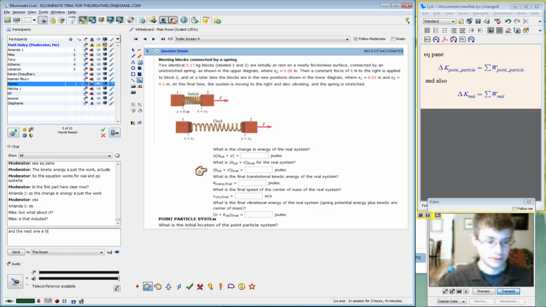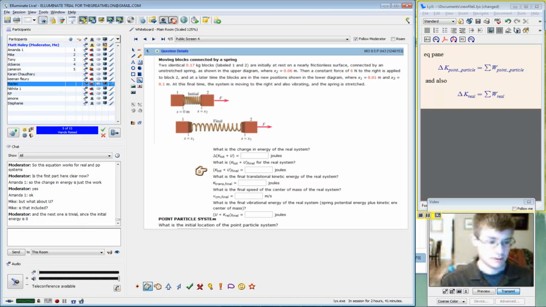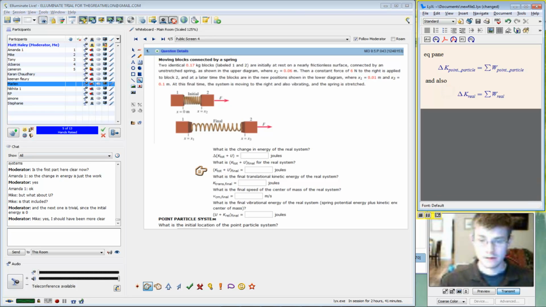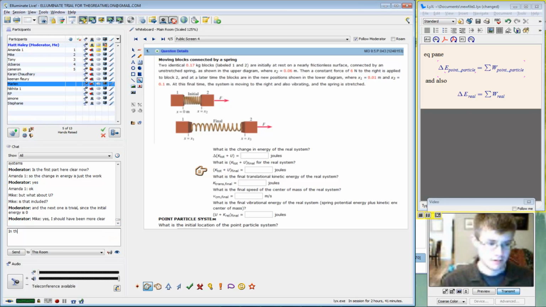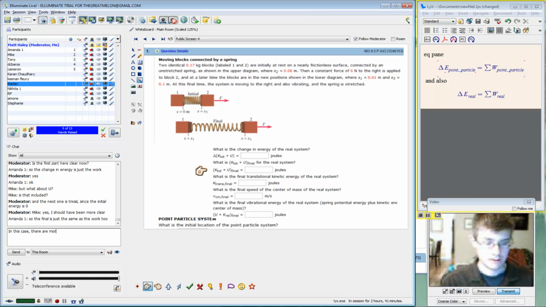Okay, then Mike brings up a good point. He says, what about the potential energy? Because in my formula on LaTeX, I only mentioned that the kinetic energy changes as a result of work done on the system. But I made a mistake, actually, which happens. In this question, there's more types of energy than just kinetic. So I really should have said the total energy. So I made that change you can see over in the LaTeX window.